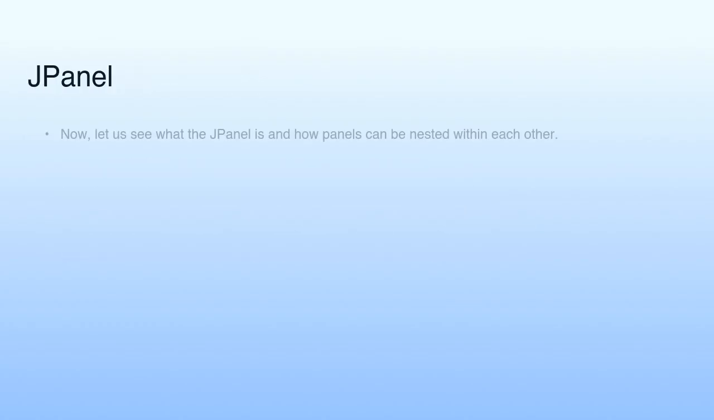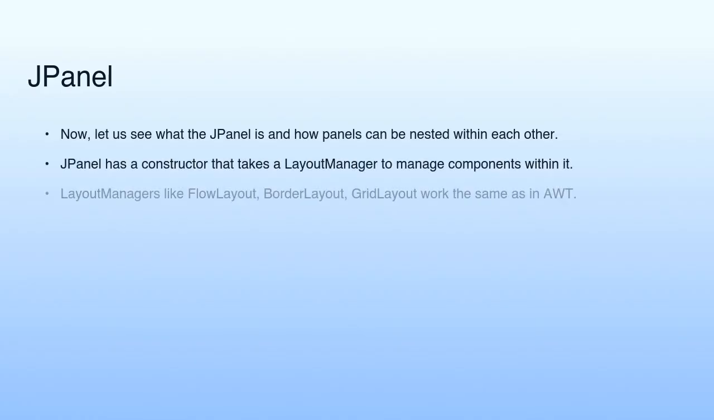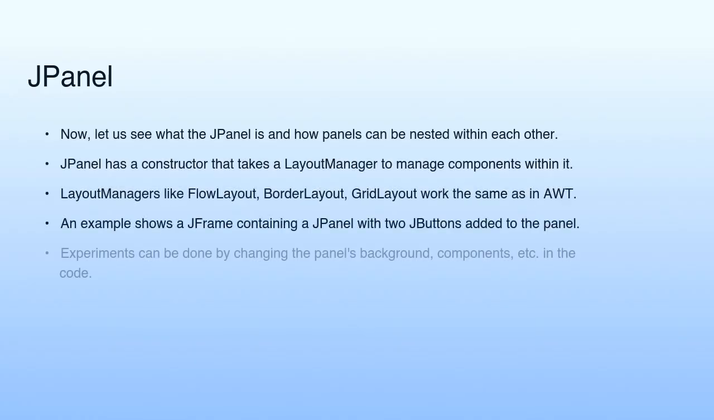The JPanel component is a container that can nest panels within each other. JPanel has a constructor that takes a layout manager to manage components within it. Layout managers like flow layout, border layout, and grid layout work the same as in AWT. An example shows a JFrame containing a panel with 2 buttons added to the panel. Experiments can be done by changing the panels, background, components, and so on in the code.